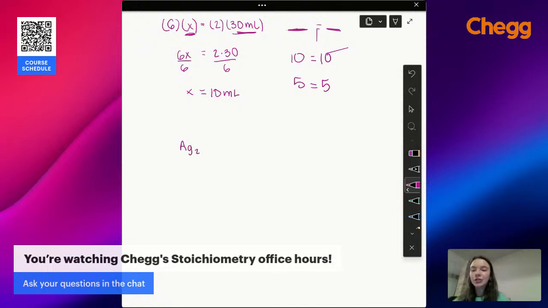Ag2, Br, H12, C4O7. So I need to know, what is this molar mass?